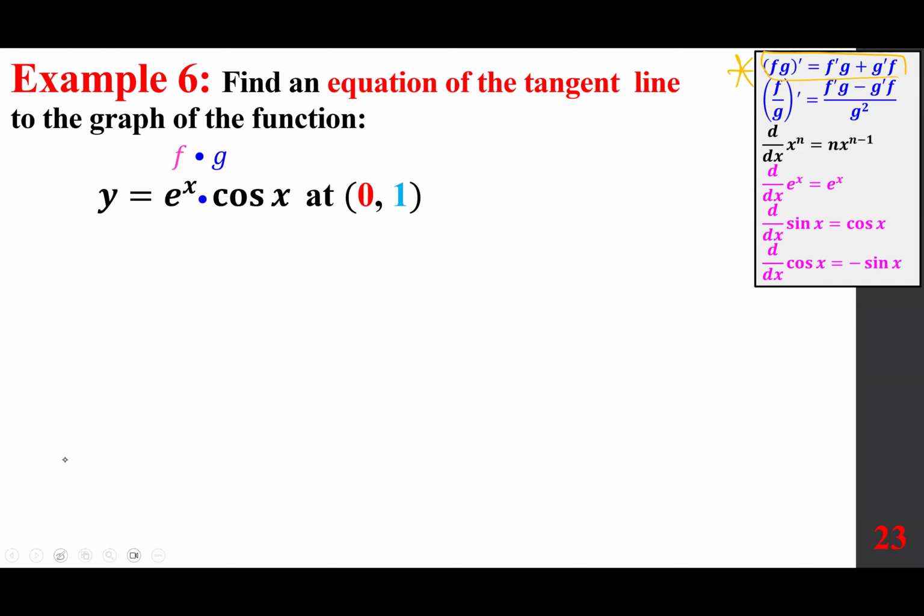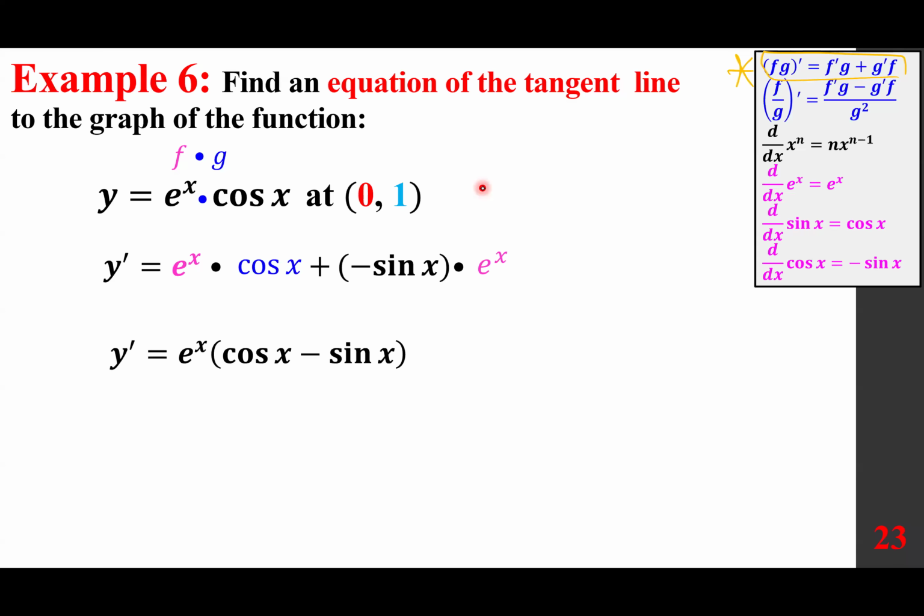We are going to use the product rule, f prime g plus g prime f. So f is e to the power of x, so it's f prime of x times g, which is cosine x, plus g prime, the derivative of cosine, which is negative sine x, times f, which is e to the power of x. And this is the only calculus step, everybody. We're going to factor the e to the power of x out. We get e to the power of x times cosine x minus sine x.